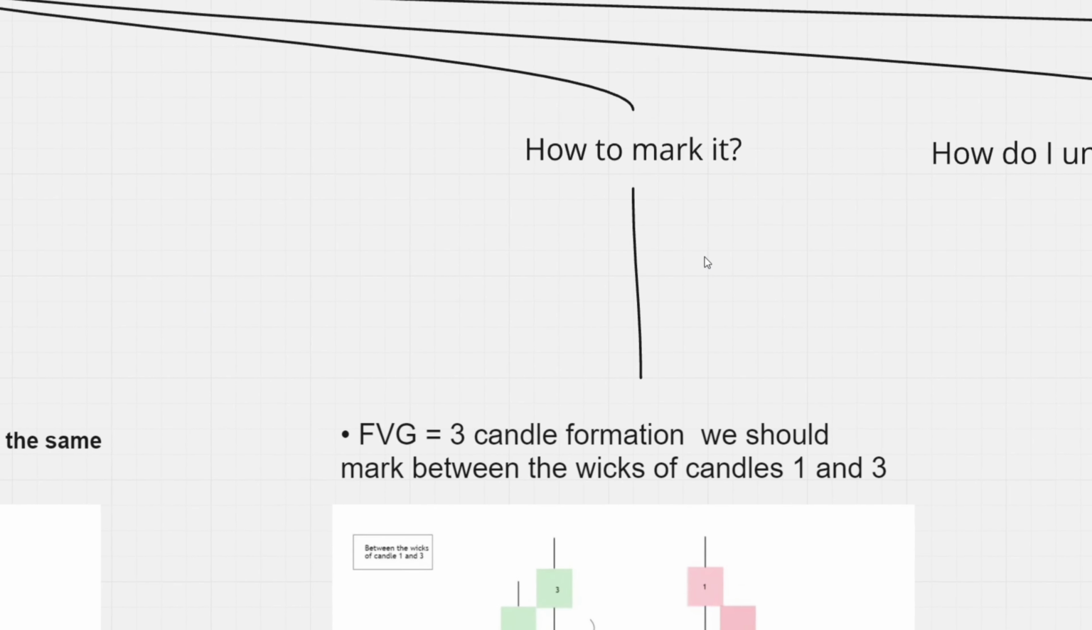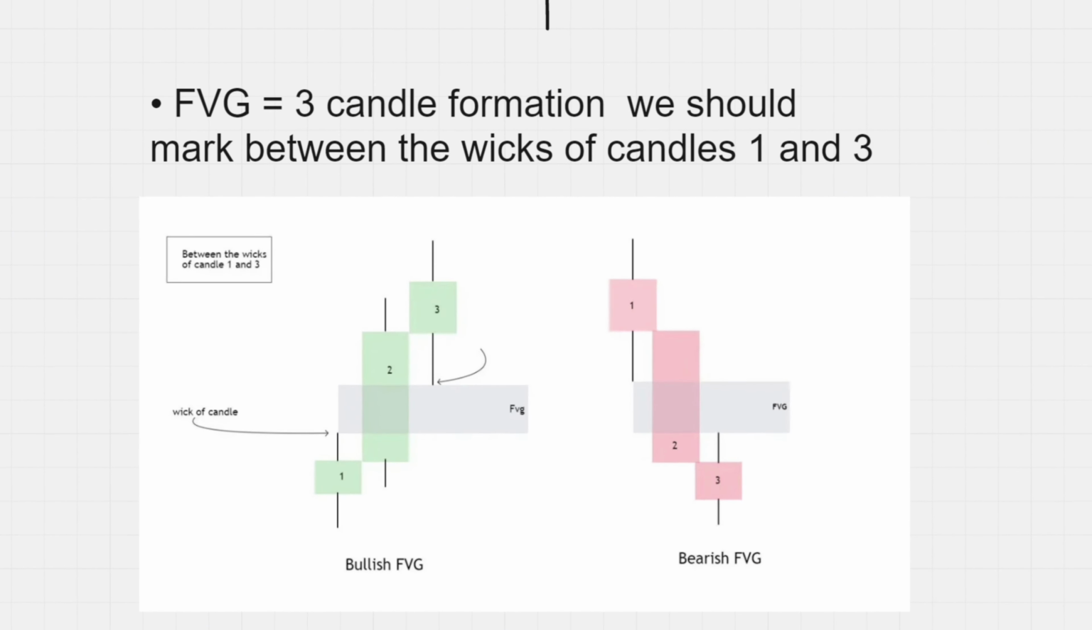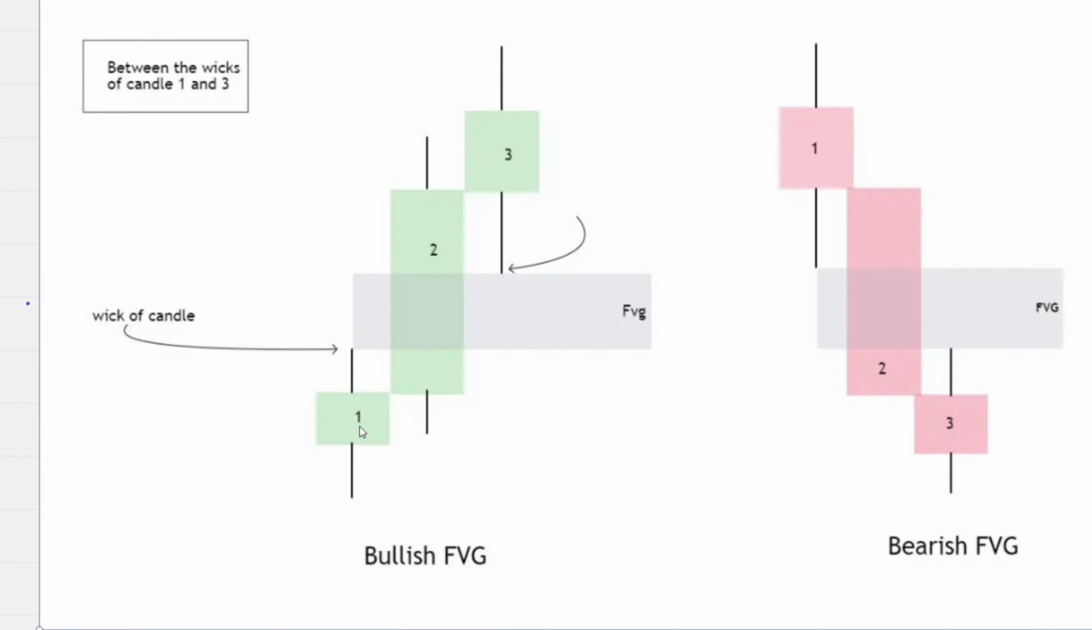And now let's talk about how to mark a Fair Value Gap. A Fair Value Gap is a three-candle formation. We should mark between the first wick and the third. Pay attention to this example. We start drawing from the first candle and finish with the third. That is, our task is to mark the empty space.